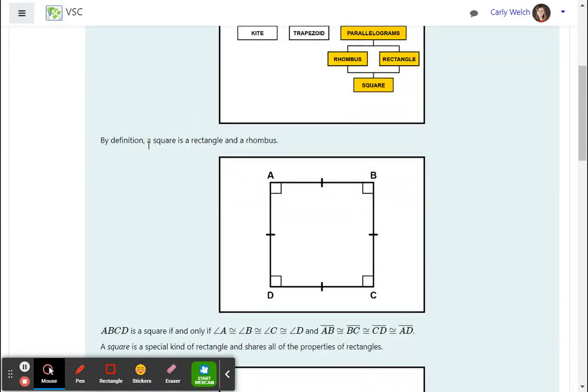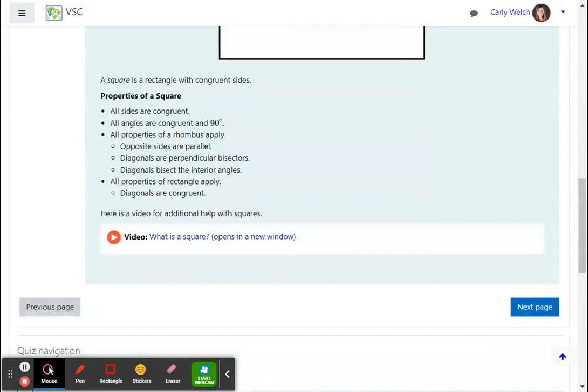And then by definition, a square is a rectangle and a rhombus. It has 4 congruent sides, and then it has 4 right angles. So we have all sides are congruent, all angles are congruent, and 90. All properties of a rhombus apply, so opposite sides are parallel. Diagonals are perpendicular bisectors. Diagonals bisect the interior angles. And then all properties of a rectangle apply, as well as diagonals are congruent.